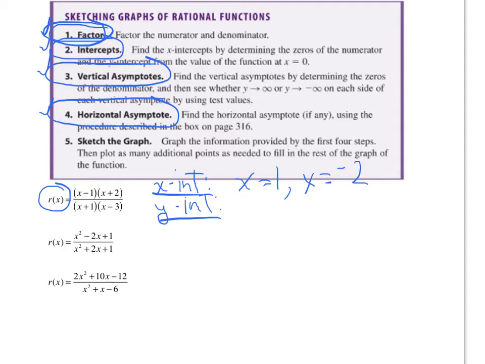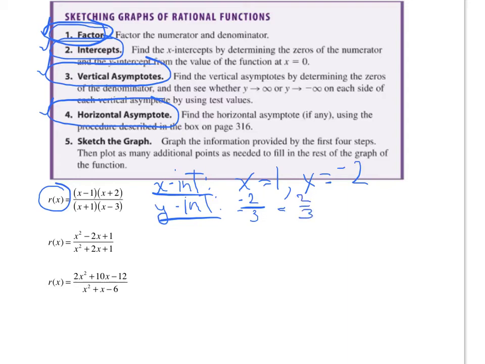If you were to imagine multiplying these 2 polynomials out, the numerator would be an x squared term, an x term, and then -2. The denominator would be an x squared term, an x term, and then -3. And so therefore, the y-intercept, which is what you get when x equals 0, is going to be 2/3.